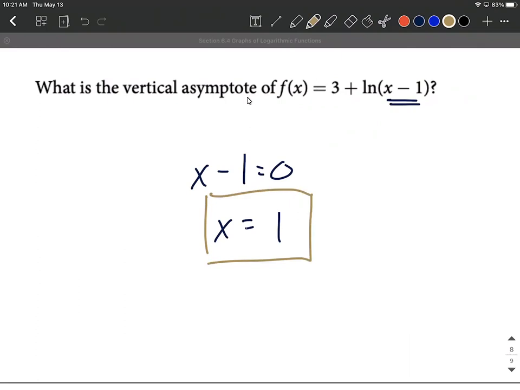Don't overcomplicate this. Remember, whatever's on the inside, set it equal to 0, solve it down. You got this.